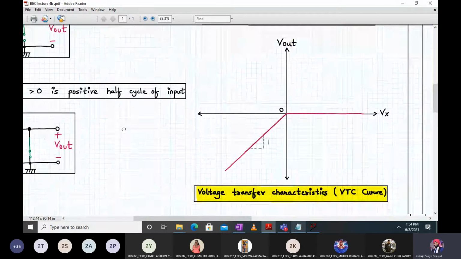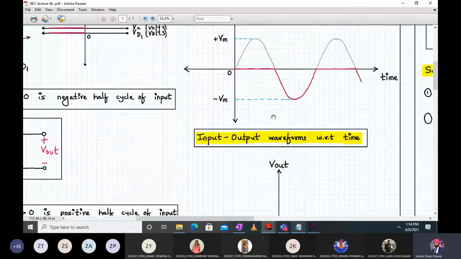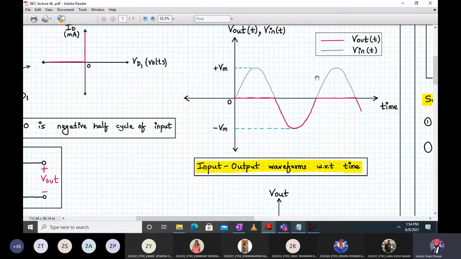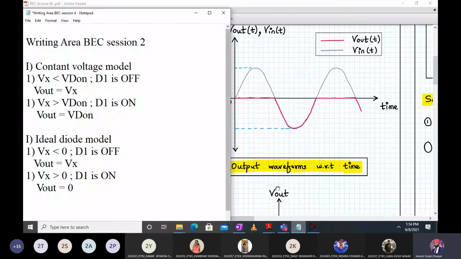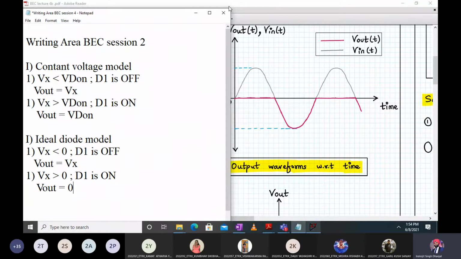And what is the name of this clipper circuit? Positive parallel clipper. Okay, because the positive portion of the input waveform is clipped. Any doubt anyone in this? Unfortunately, I cannot show that in simulation because in simulation there is no ideal diode. We have a practical diode only. Okay, so that's why in practice, constant voltage model is more preferred compared to the ideal diode model. So this is more preferred.